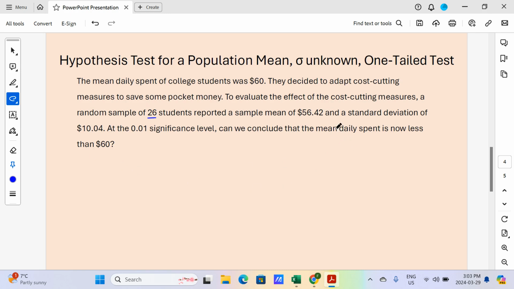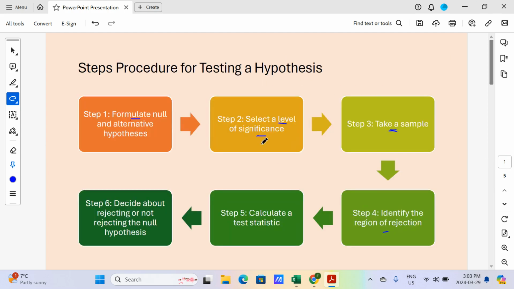Okay, we are going to test if after applying these measures, the mean daily spend of students is less than $60. Okay, I'm gonna apply the steps we have for hypothesis testing on this question. Look at here. We are going to do these steps for this question.